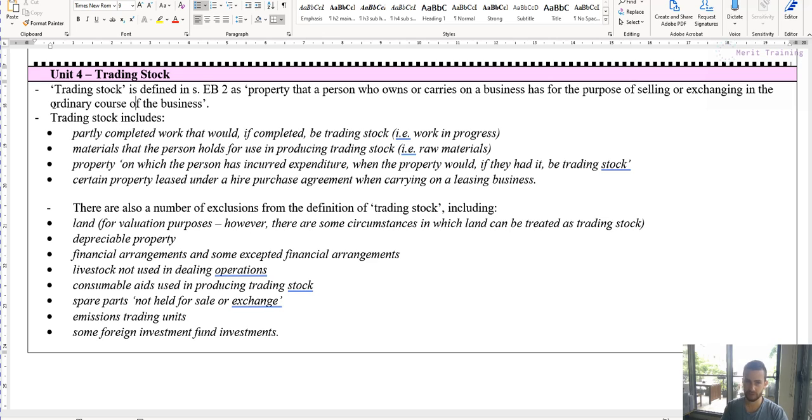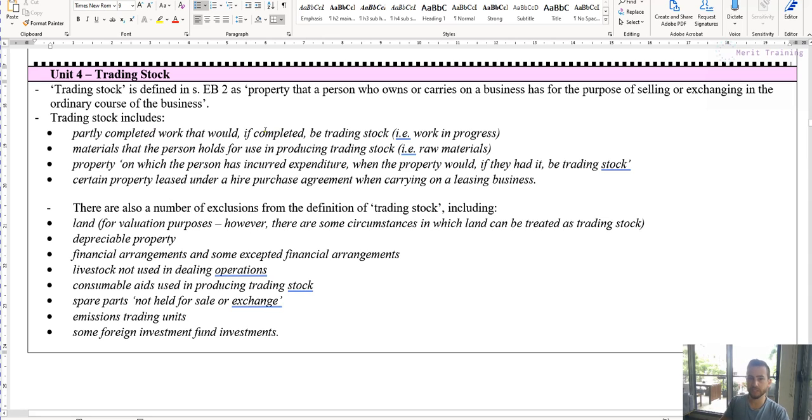So here are some specific examples of what trading stock includes. It's partly completed work that, if completed, would be trading stock. This is called work in progress. It also includes materials that the person holds for use in producing trading stock, for example, raw materials. And also property on which the person has incurred expenditure when the property would, if they had it, be trading stock. And finally, certain property leased under a hire purchase agreement while carrying on a leasing business. So these are all quite specific examples.